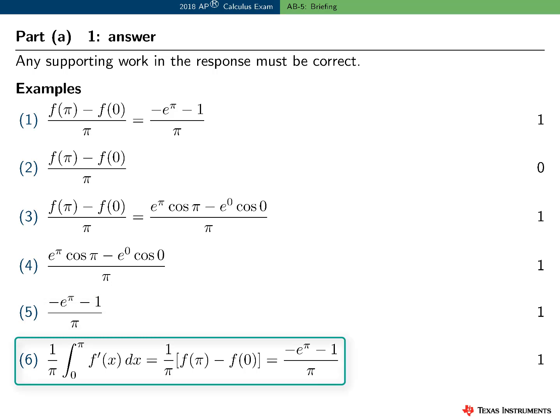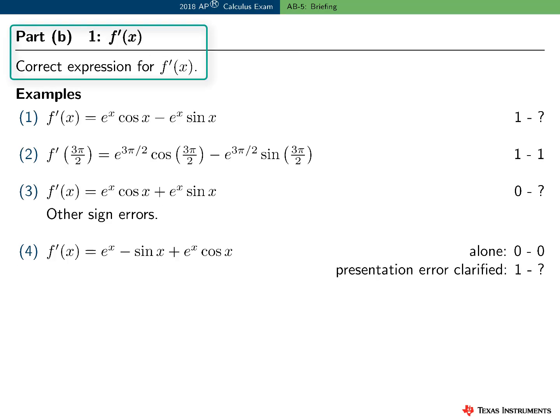And in example 6, some students think of the average rate of change of f in terms of a definite integral, and this is a valid mathematical approach, and it earns the point. In Part B, the first point was for presenting a correct expression for f prime of x. Here are some examples and the score for each.